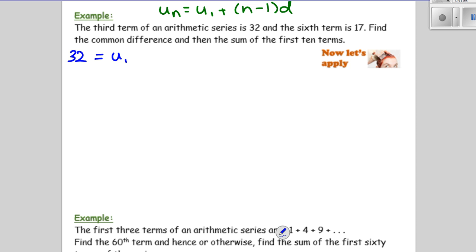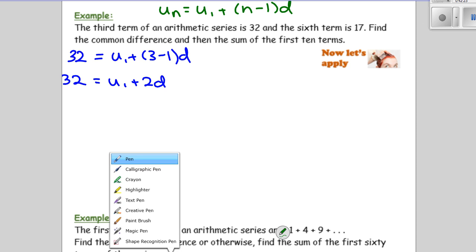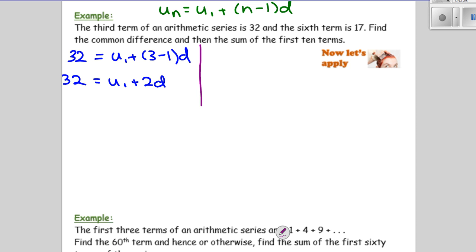3, yeah. And we don't know the common difference. Remember, when we solve simultaneous equations in this case, we've got an x and a y, so that's okay. We can just call one equation 32 equals U of 1 plus 2d, and you simplify that. The other equation could be this one, the second equation using the sixth term. The sixth term is 17 equals U of 1 plus 5d.